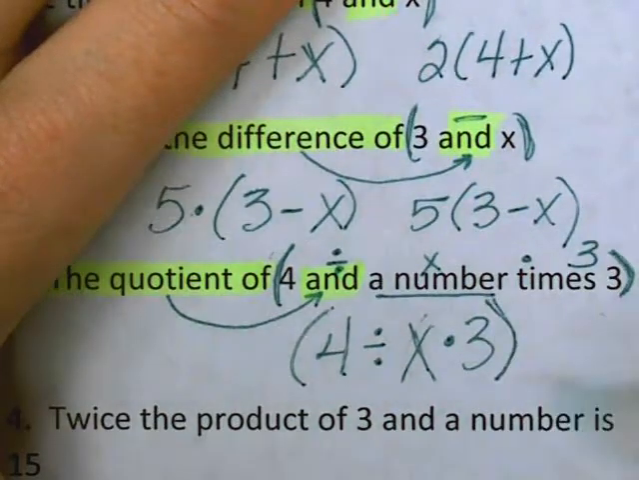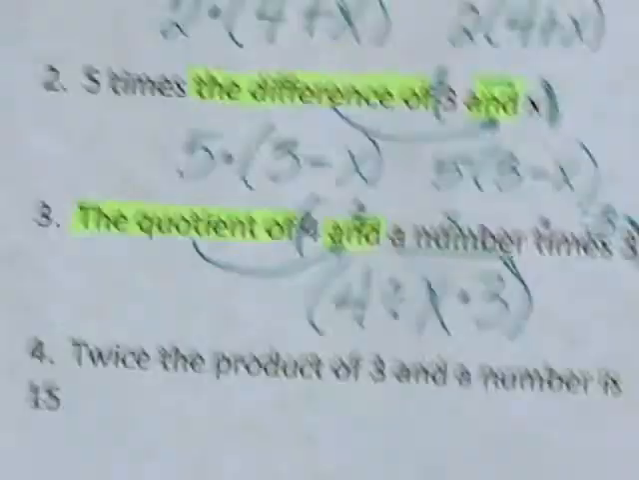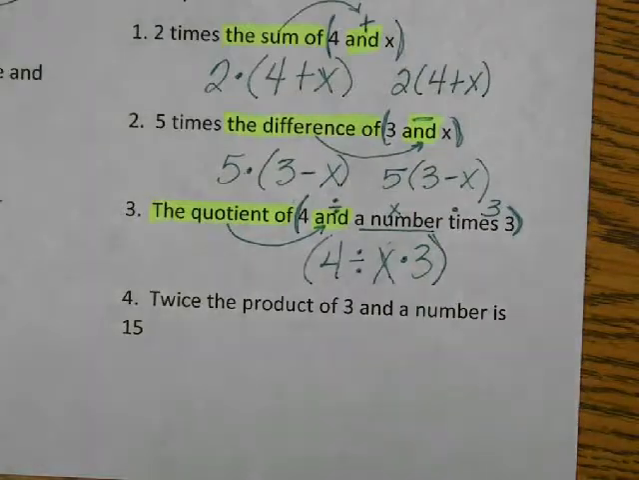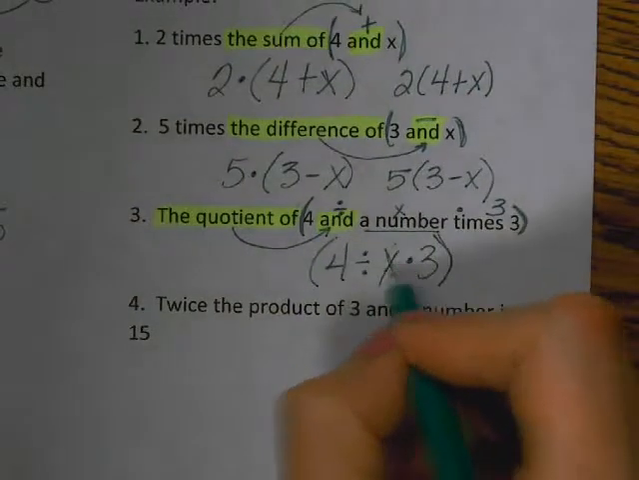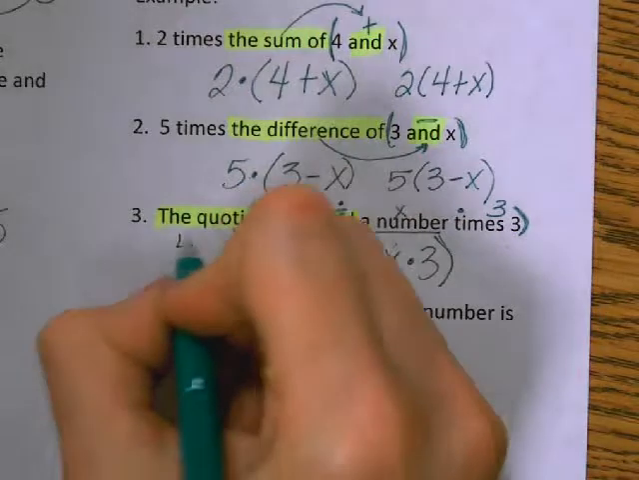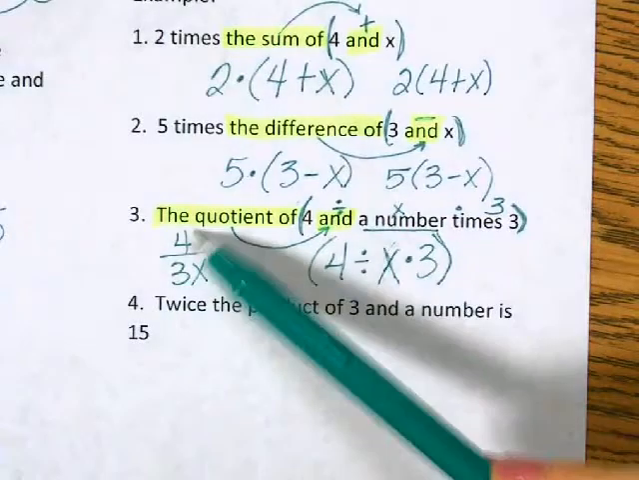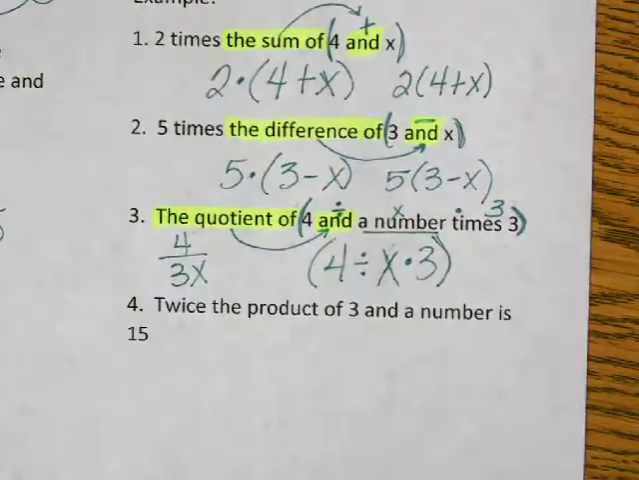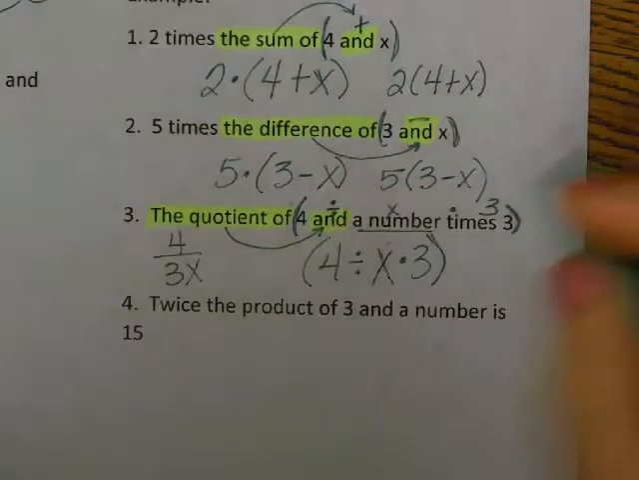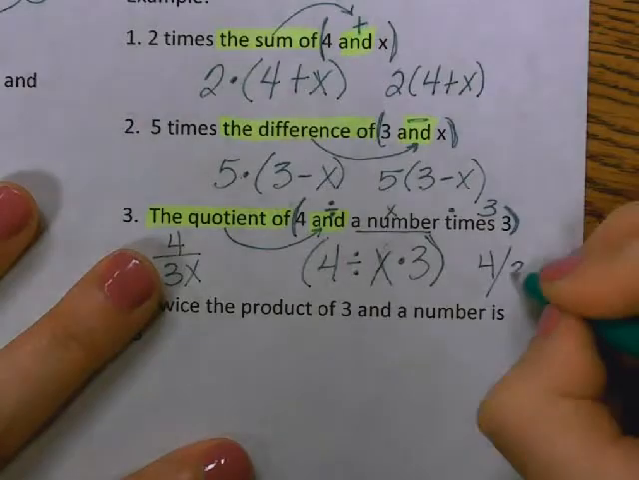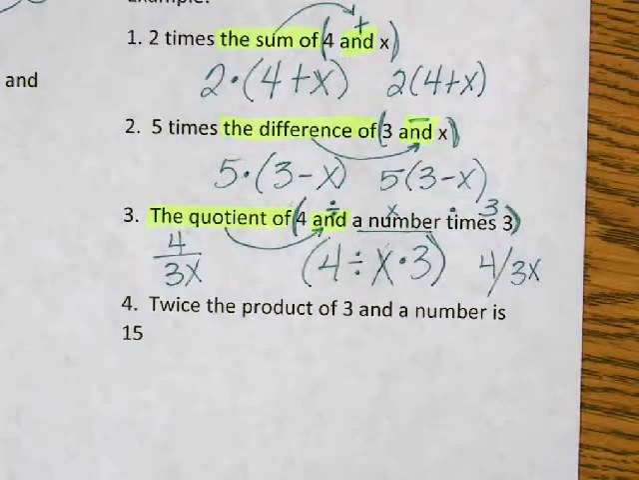Now that can be written mathematically a bunch of different ways. We could also know that this is supposed to be 3x. So this could be a fraction, 4 divided by 3x, because that means 4 divided by 3x. Or it could be written as 4 slash 3x.